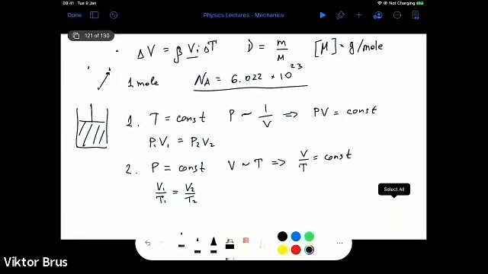And there is the last one, which is also very important and should be considered. The third is so-called in English literature again Gay-Lussac law, and in this case we deal with isochoric, or in other words, isovolumetric process when volume is constant.